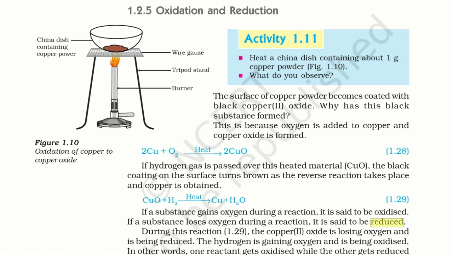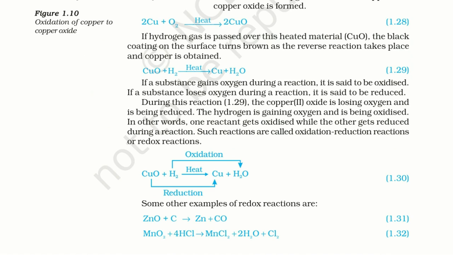So in both the reactions you saw that in one reaction oxygen was added, in the other reaction oxygen was removed. So during this reaction the copper oxide is losing oxygen and this is called reduced copper oxide. The hydrogen is gaining oxygen and hydrogen is being oxidized. So in other words, we can say that one reactant gets oxidized while the other gets reduced during a reaction.